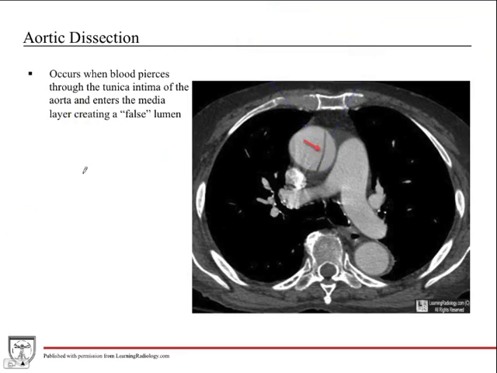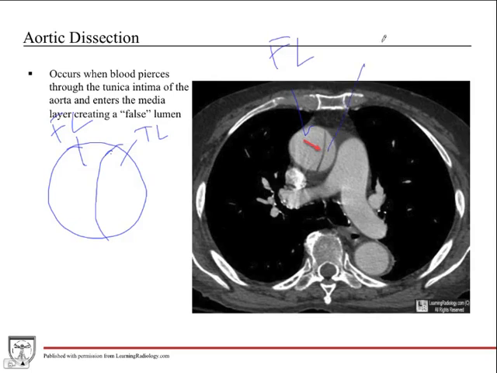We'll clean this up here so we can show you. If we show this here, this would be a view of it. This is your true lumen, TL, and your false lumen, FL. Okay, so you have a tear here, and the blood is leaking in here. This part of the wall is not very strong, because you've lost the integrity of the wall, and so you have blood that's constantly leaking in here and expanding the wall out, and you've lost the strength of the wall, and so that's what's enabling it to expand so dramatically like this.